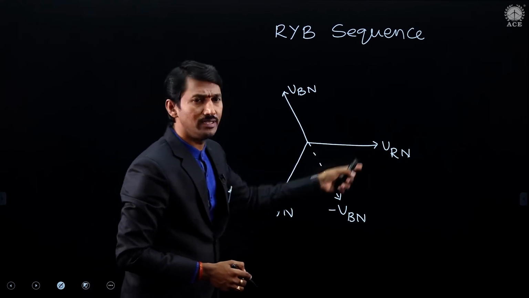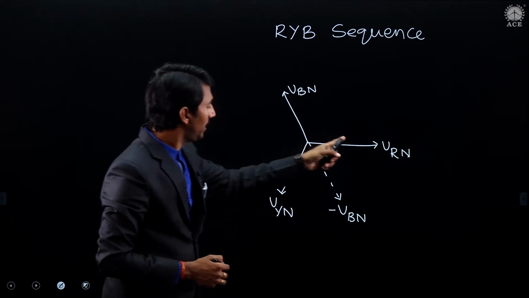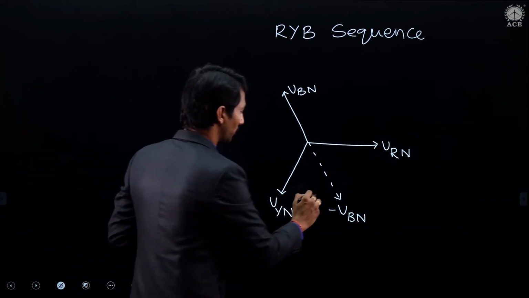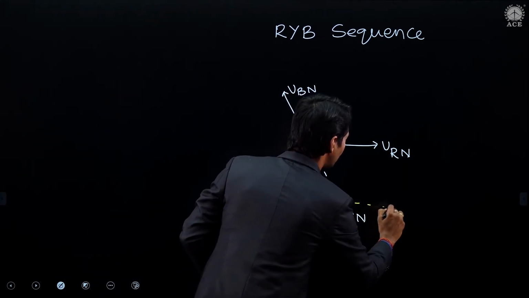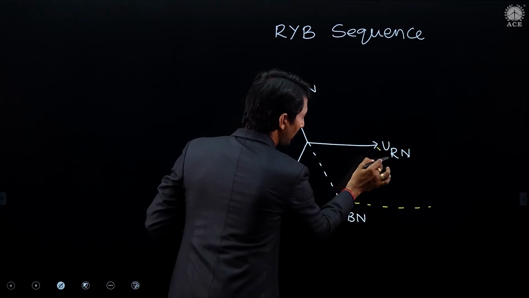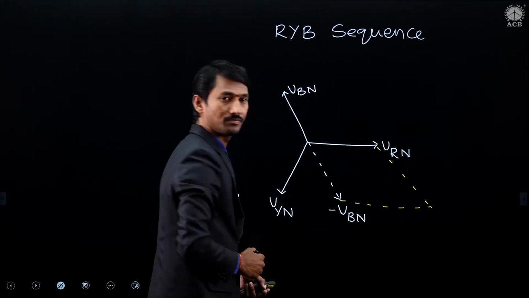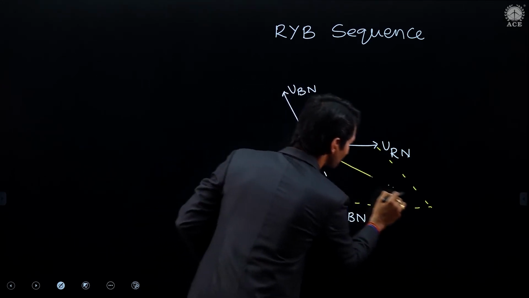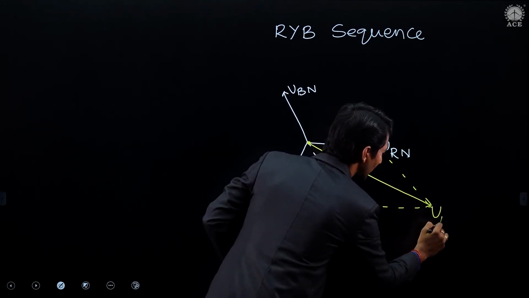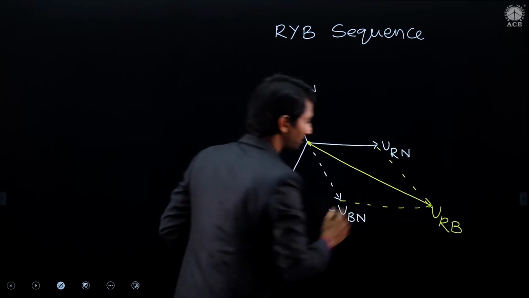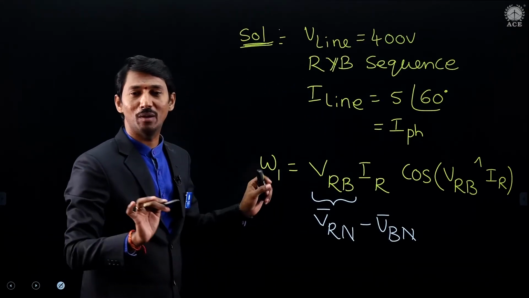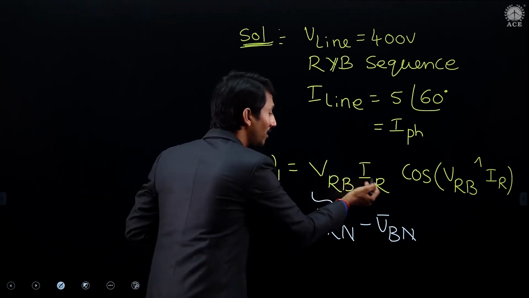Sir, after getting these two, it is simple vector addition: VRN and minus VBN, we need to add these two. If we are adding these two, we are going to get the value as VRB. After that, see the equation. VRB we require. Okay, happy we got it. But IR is also required.